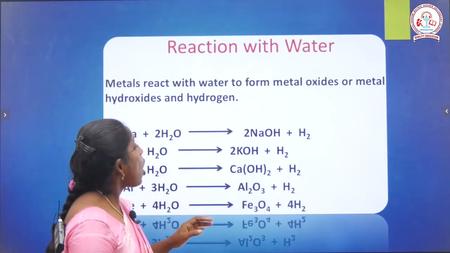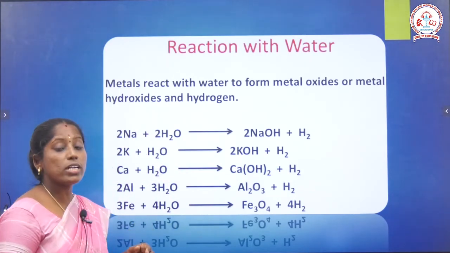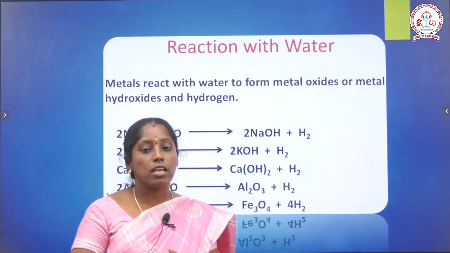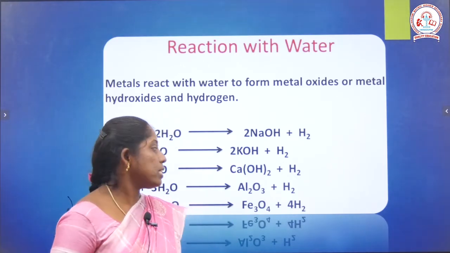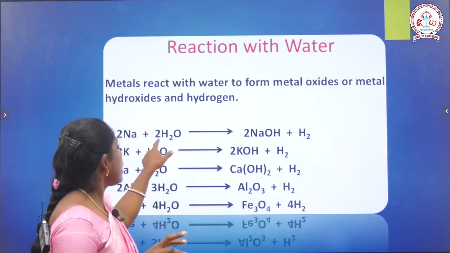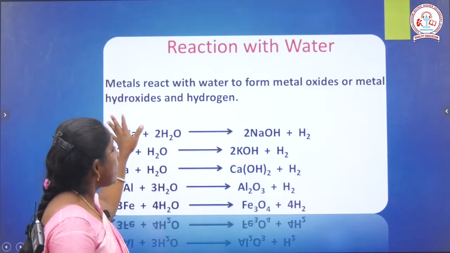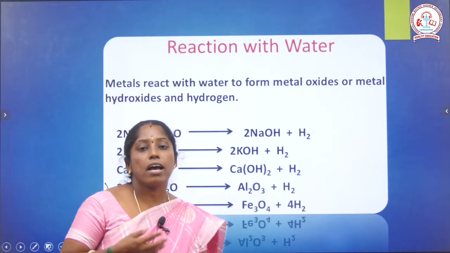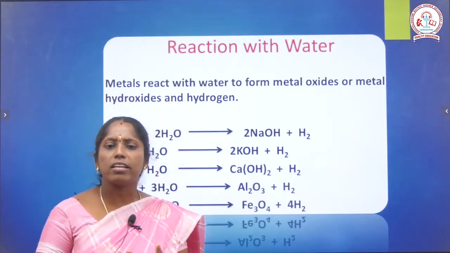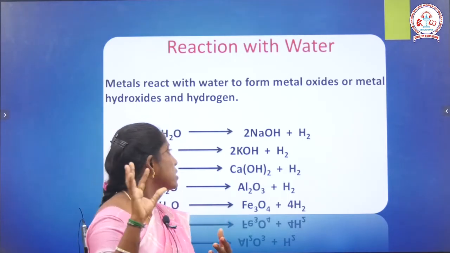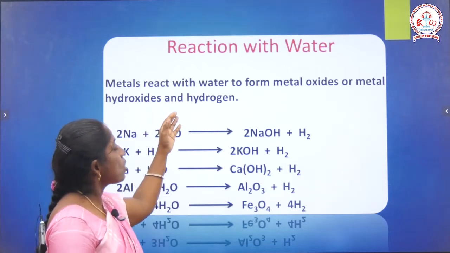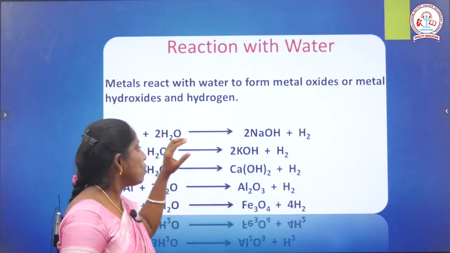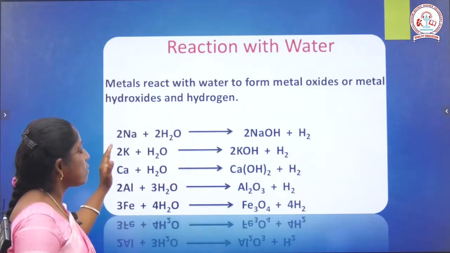Okay, then next, how does metal react with water? What is the formula for water? We can keep water in metal vessels only. Water formula is H2O. So metals react with water to form metal oxides or metal hydroxides. Metal hydroxide means OH, and hydrogen is also given. So many formulas and equations are given.